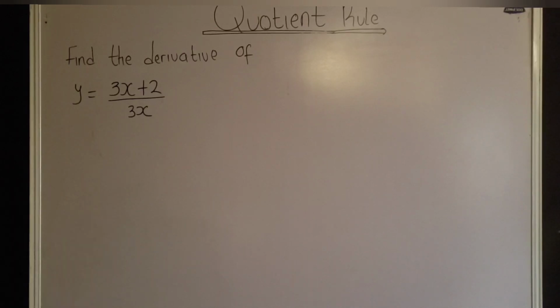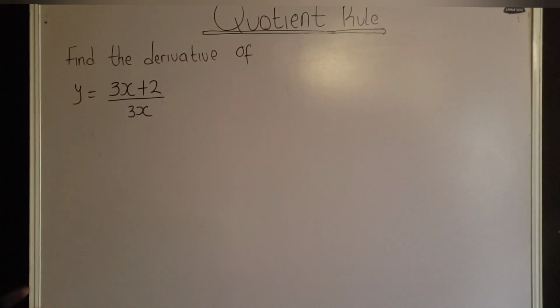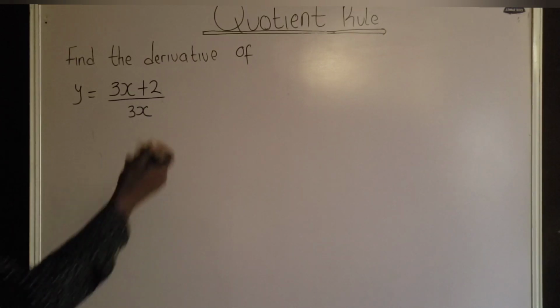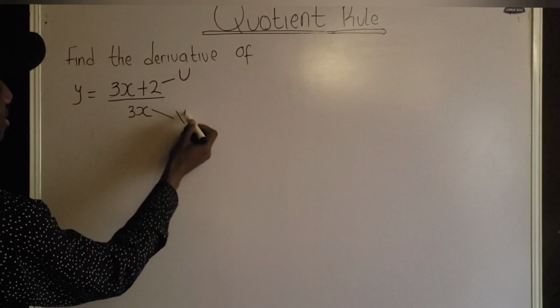Then we have the third worked example on quotient rule. Find the derivative of y is equal to (3x + 2) all over 3x. Don't forget that from my previous lesson, I told you that the first step is to identify your u and v. And I told you that u is the numerator. Therefore, this will be the numerator, so I'm going to call this u. And v is the denominator.